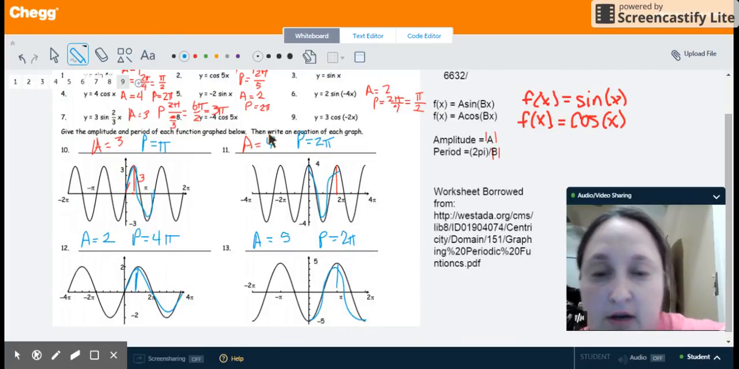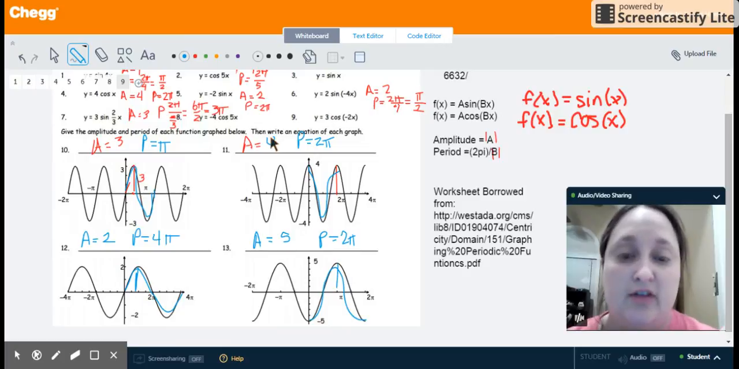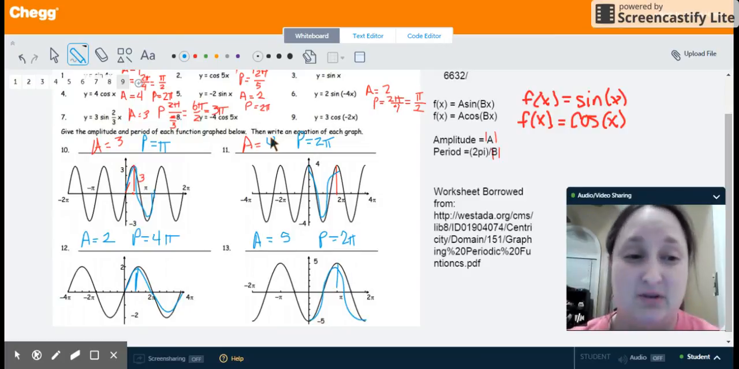I know that the worksheet said write an equation of each graph, but I'm just showing the amplitude and the period because this is really what this video focuses on.